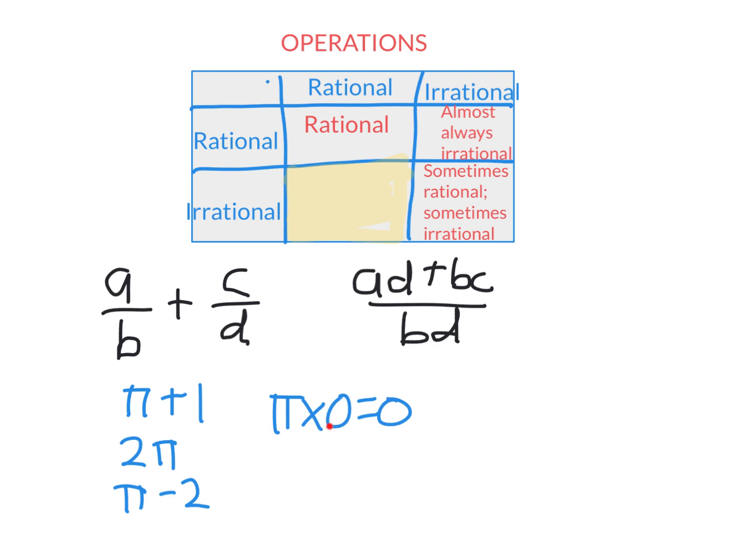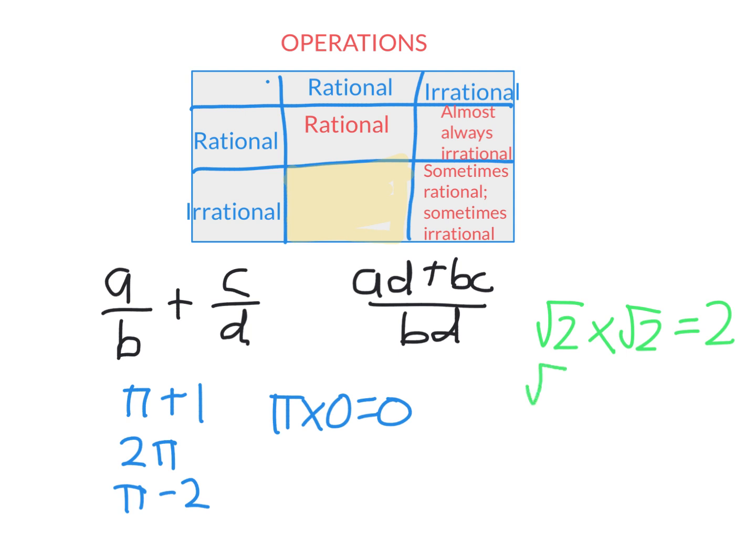That's a bit pathological. In all other cases, operations between an irrational and rational number yield an irrational answer. So to explain this one, let's just use a couple of examples. If you take root 2 and multiply by root 2, you just get 2. 2 is a rational number. I have multiplied 2 irrational numbers to get a rational answer.